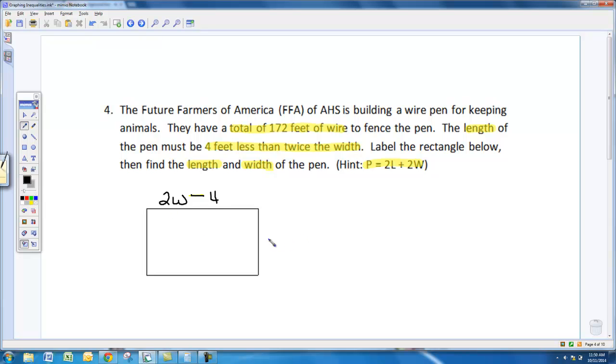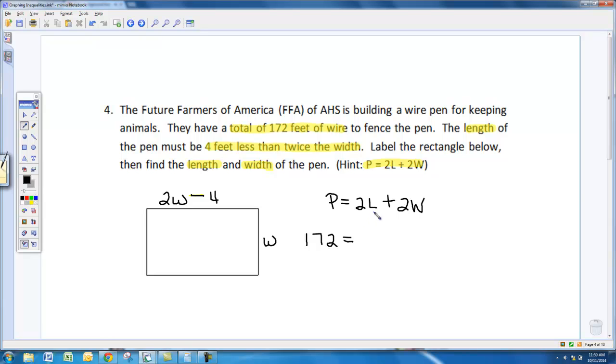So this is our length, and we'll just call our width W. Now let's use the formula for perimeter that they gave us. We were not specifically told in this problem what the perimeter was, but we were told that we have a total of 172 feet of wire to put around the pen. So that means that our perimeter has to be 172 feet.